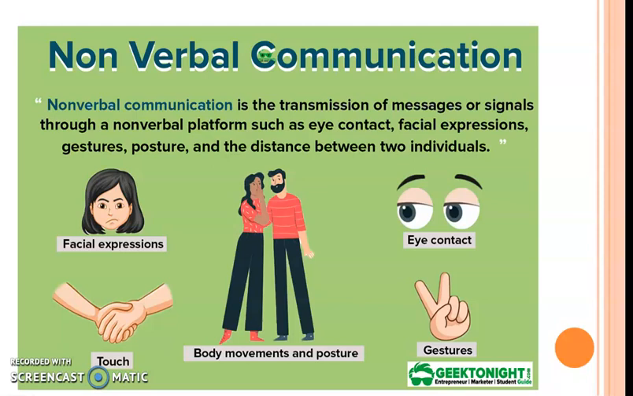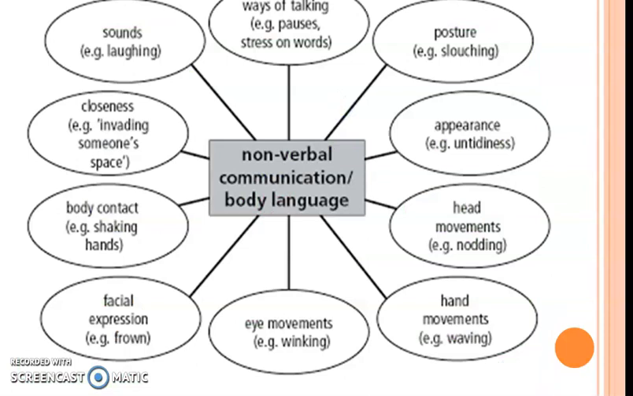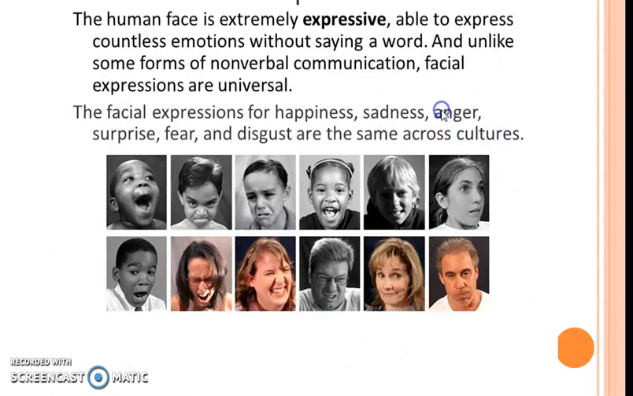Non-verbal communication. What is non-verbal communication? Non-verbal communication happens through body language. It is a transmission of messages or signals through a non-verbal platform such as eye contact, facial expressions, gestures, postures, distance between two individuals and physical appearance. Such important factors of non-verbal communication are way of talking with others, posture, position of our body when we are sitting and standing, appearance of oneself, head, hand and eye movements, facial expressions, body language, closeness, and sounds like laughing. These are the important factors involved in non-verbal communication.